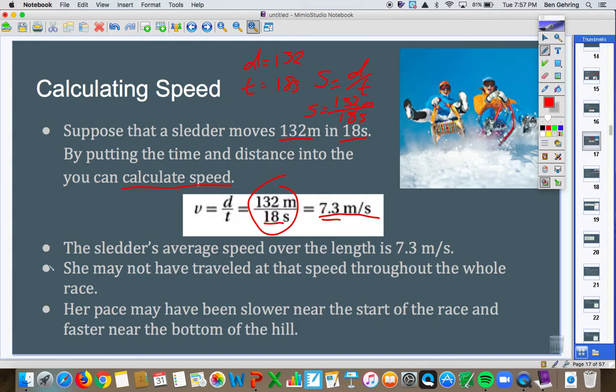So as this bullet notes, just because this is our average speed doesn't mean this is the speed we went the entire way. You may have started off slow. You may have picked up speed at the end. You may have been moving your fastest when you got to the bottom. So she may not have traveled that speed throughout the whole race. Again, you're slow at the start and faster near the bottom. But if we went one speed the entire time, this is what it would be. So this would be the average. So you can go her route where you're starting slow and ending quick, or you can go this rate for the entire 18 seconds and you'll travel the same distance.